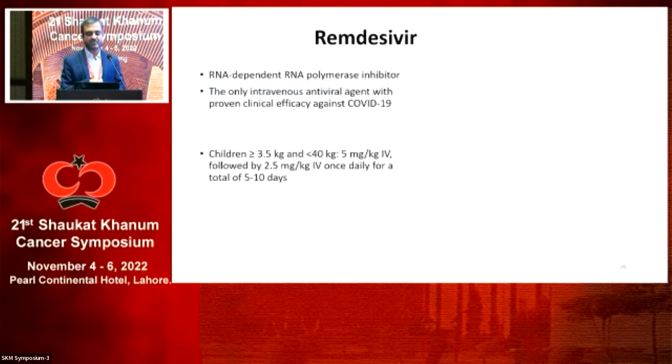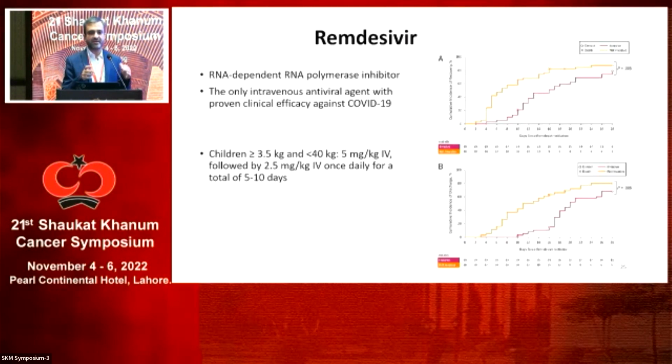Next is remdesivir. Remdesivir is an RNA-dependent RNA polymerase inhibitor. This is the only approved antiviral in adults as well as in pediatrics. So WHO recommends using this only in certain circumstances and not as a routine in all children with COVID-19. Children above 3.5 kilos and less than 40 kilos can be started with a loading dose of 5 mg per kilo, followed by 2.5 mg per kilo once daily for a total of 5 to 10 days. But discussion with the ICU physician, oncologist, as well as the infectious disease specialists is really important.